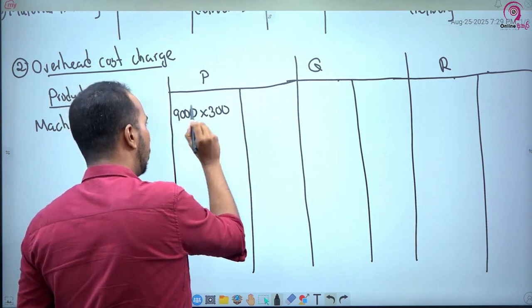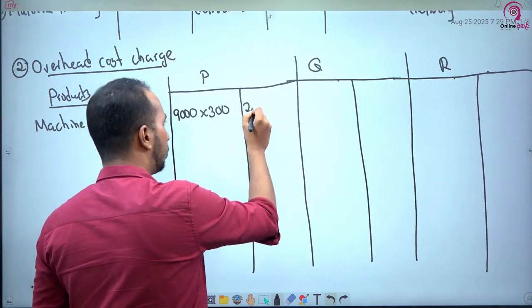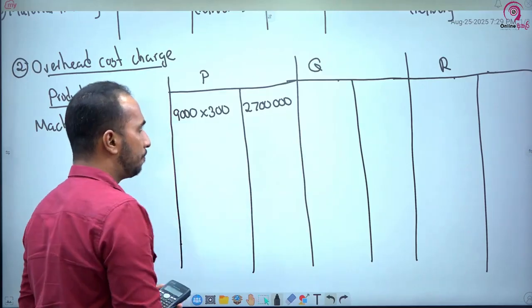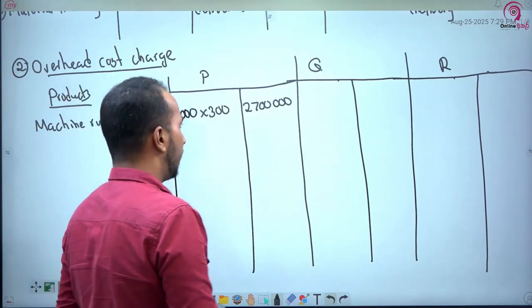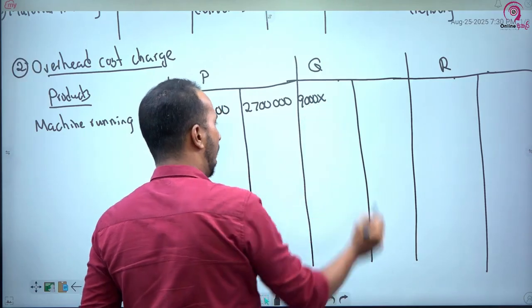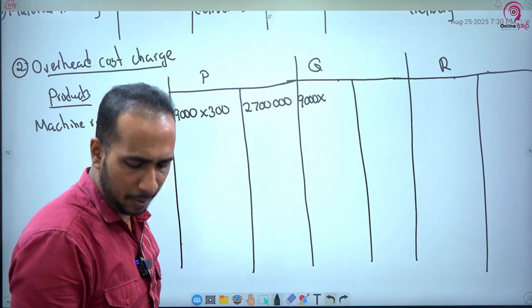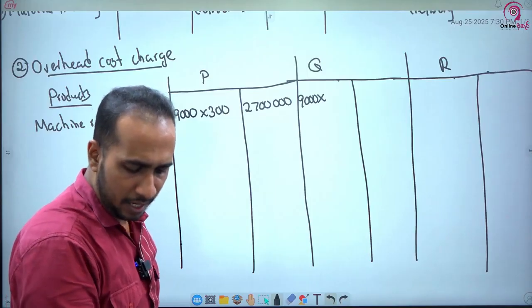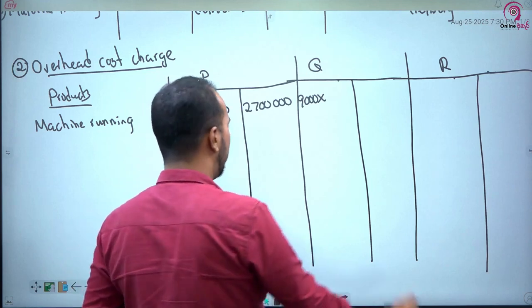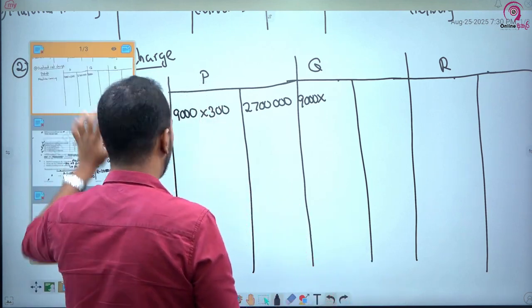So 9,000 into 300 is rupees 2.7 million. You are charging 2.7 million to product P. When it comes to product Q, still the cost charge rate is same, 9,000. How many machine hours are utilized by product Q? Now we calculated, it is 480 hours. Yes, it is 480 hours.